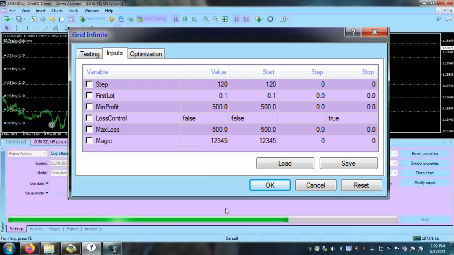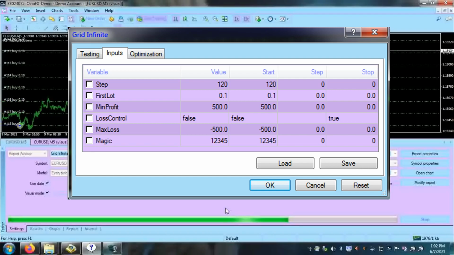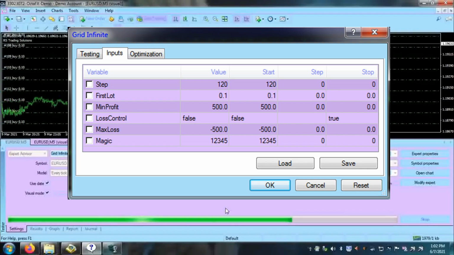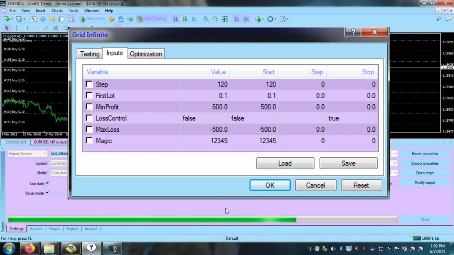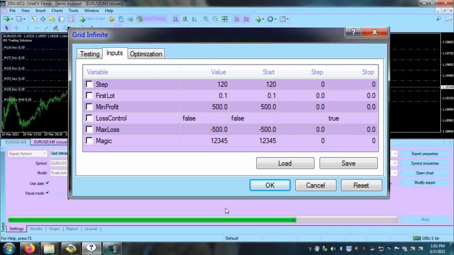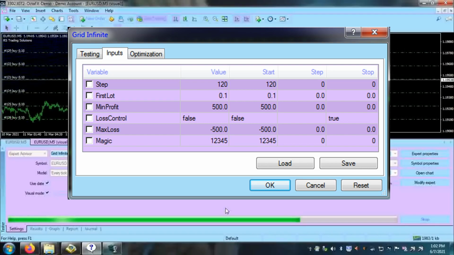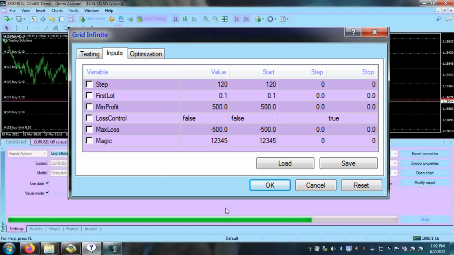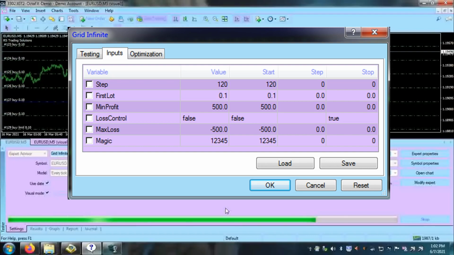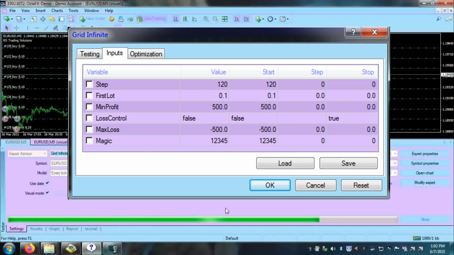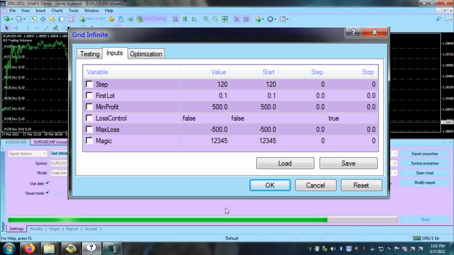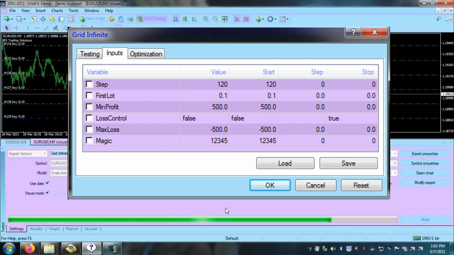Okay, the next one is the lot size. For the first lot I have selected 0.1. This also you can change according to your capital. For $1,000 I have selected 0.1. If I have $500, then I can make it 0.05. Then the third one is the minimum profit. At what minimum profit level do we want the EA to close the orders? That is the minimum profit. If the overall profit is 500, then the EA will close all the orders.